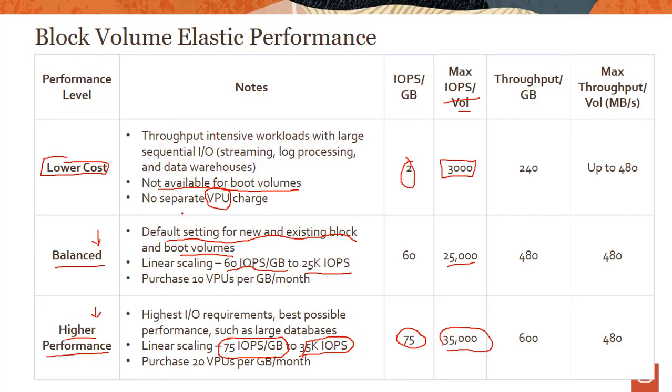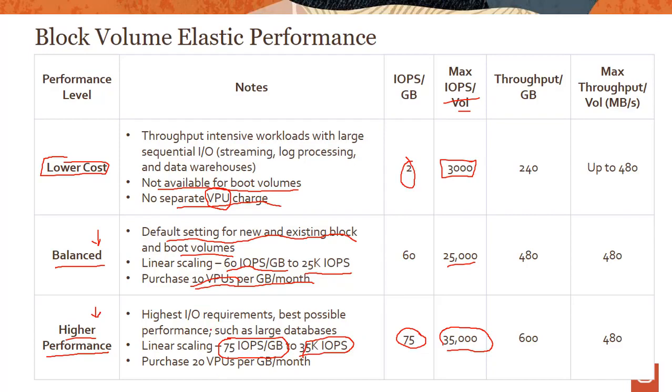So that's why we start with balanced, but you could always go with higher performance for boot as well. And then the second thing is, there is no separate volume performance unit charge if you go with the lowest tier. If you go with balanced or higher performance, you have to buy a specific number of volume performance units. So in case of balanced, you buy 10 VPUs per gig per month. In case of higher performance, you buy 20 VPUs per gig per month.